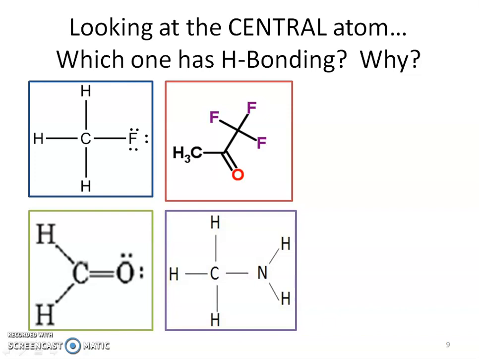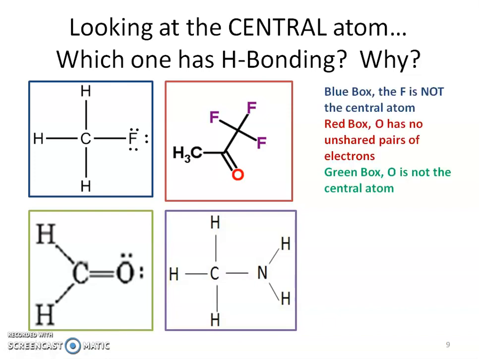So if we look at these four pictures, we have the blue, the red, the green, and let's say the purple. Blue, red, green, purple. Pause the video and see if you can decide which one really has hydrogen bonding. Only one of these has hydrogen bonding. Hopefully this makes sense. Your blue box, the F, is not the central atom. Remember I said the F, or wherever the hydrogen bonding is going to occur, has to be on the inside, not on the outskirts of the structure.